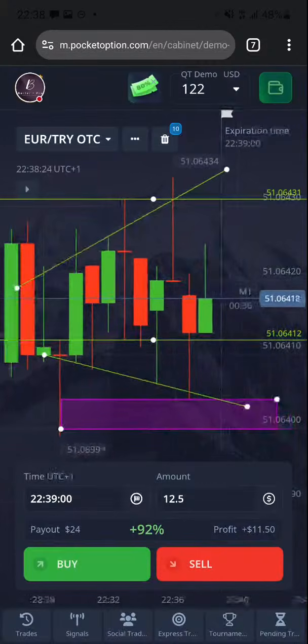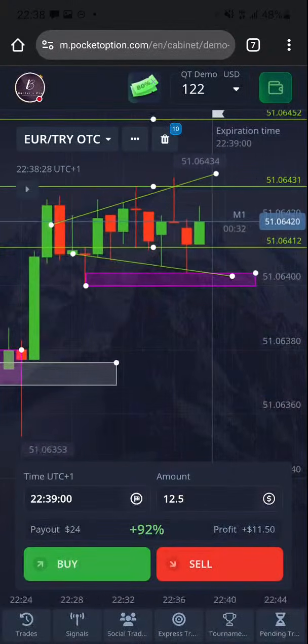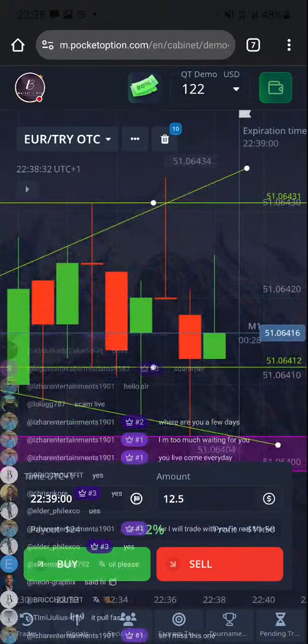So now we have this kind of basic market structure pattern here, but the sentiment of the market is still with the buyer, so we need to be careful. Though I want to take a trade here.